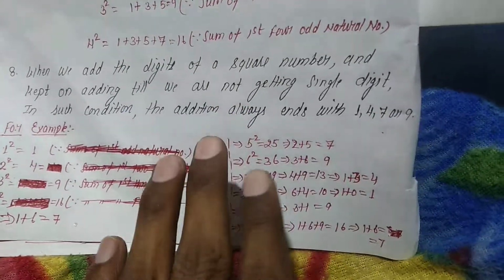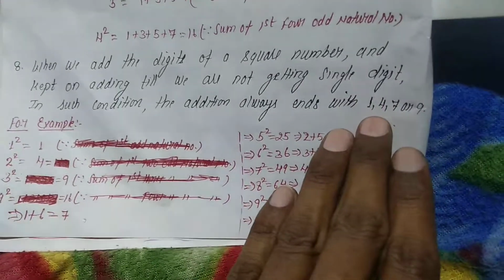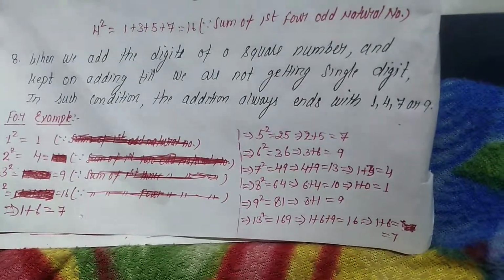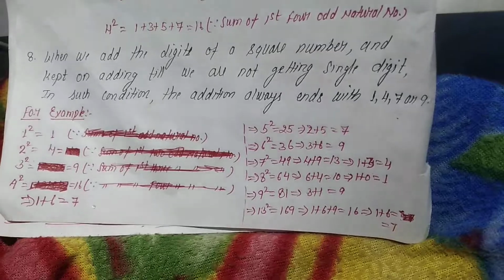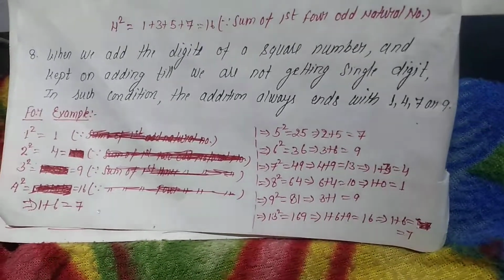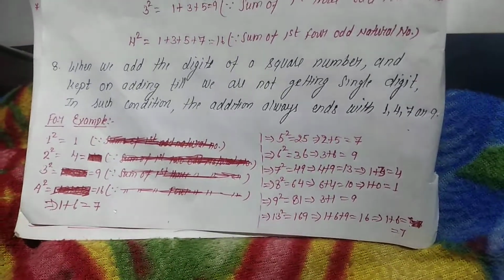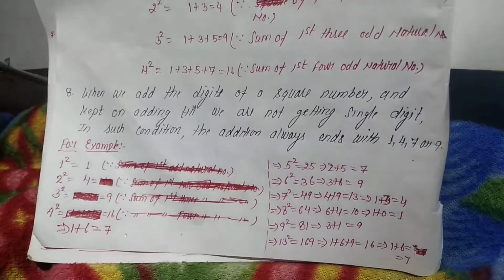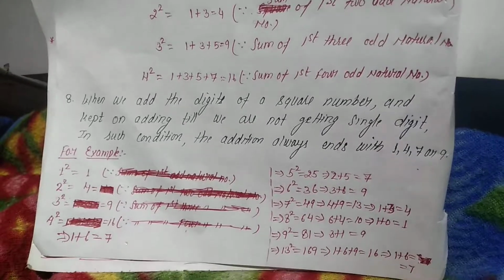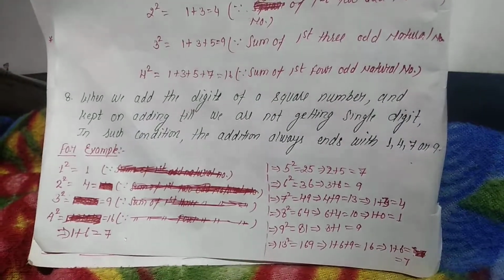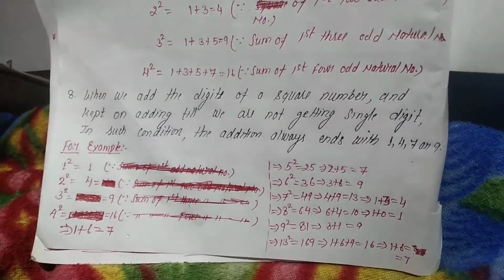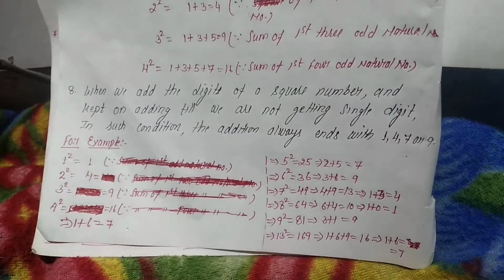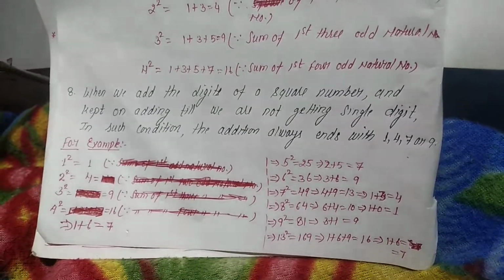If we get any digit other than these, then that particular number will not be a perfect square. I hope you all have understood the concept behind these properties, how to recognize whether a given number is a square or not without actually calculating it. Students, solve more and more questions based on such properties so that your doubts will be cleared.